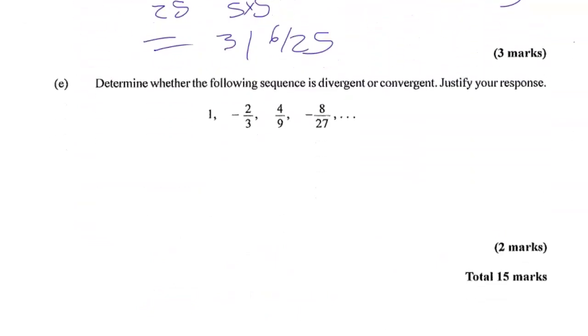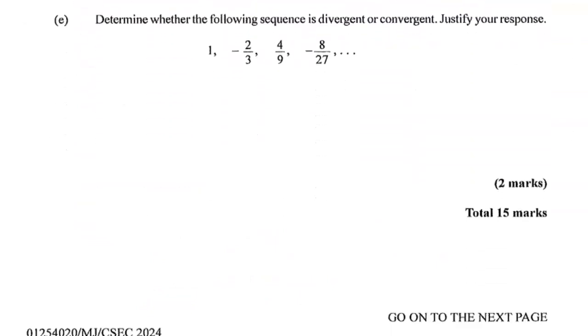Part E. Determine whether the following sequence is divergent or convergent. Justify your response. So this sequence is obviously a geometric sequence where the R value here is negative 2/3. That's a GP. Sequence is a GP with the common ratio R equal to negative 2/3.